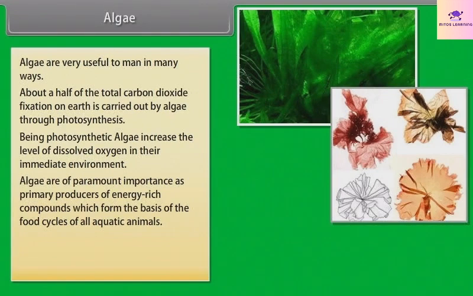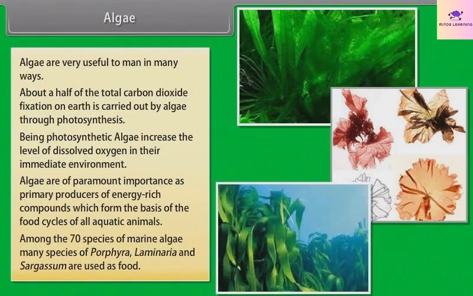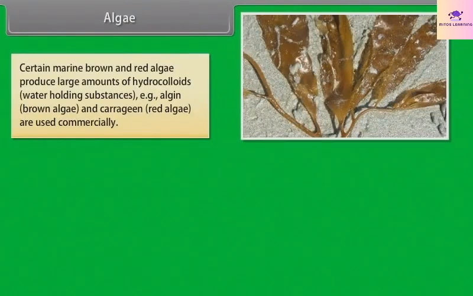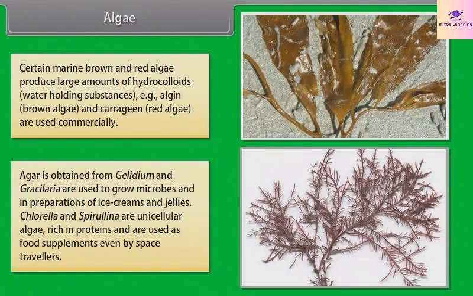Among the 70 species of marine algae, many species of Porphyra, Laminaria, and Sargassum are used as food. Certain marine brown and red algae produce large amounts of hydrocolloids, water-holding substances, that is, algin, brown algae, and carrageen, red algae, are used commercially. Agar is obtained from Gelidium and Gracilaria and is used to grow microbes and in preparations of ice creams and jellies. Chlorella and Spirulina are unicellular algae rich in proteins and are used as food supplements even by space travelers.